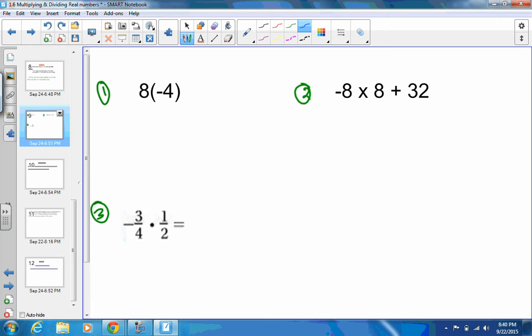All right, so 8 times negative 4, it's going to end up being a negative result because you have one positive and one negative. And you have to know 8 times 4. Hopefully you know that's 32. Or you can do 4 times 8. So 8 times 4 would be 8, 16, 24, 32. That's where you get 32 from.